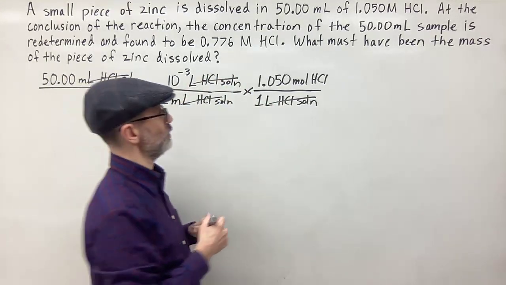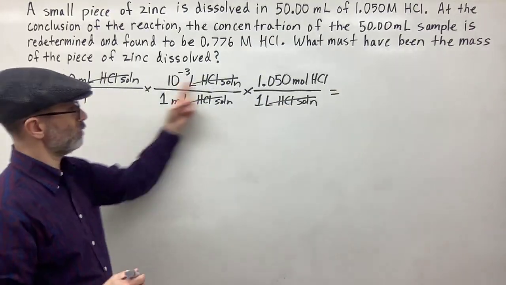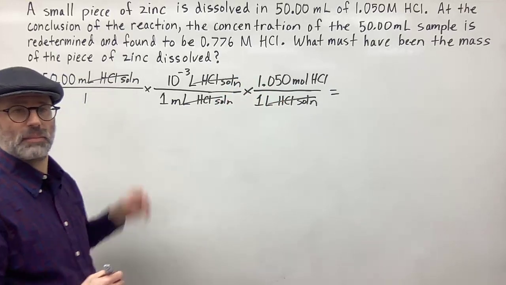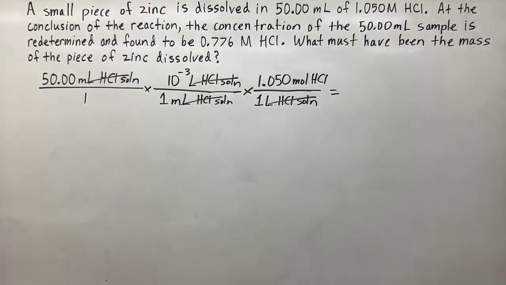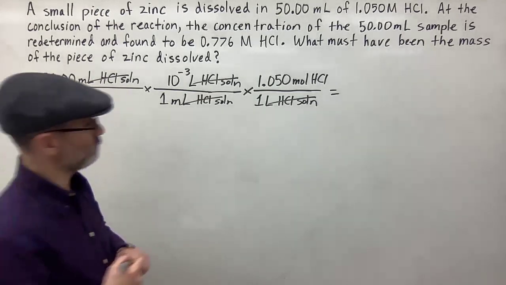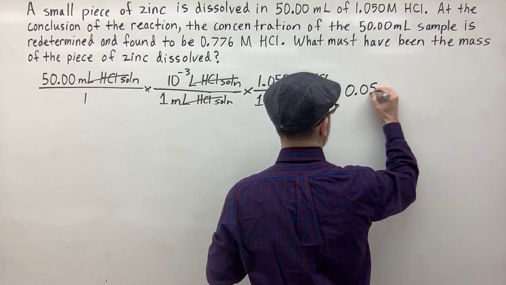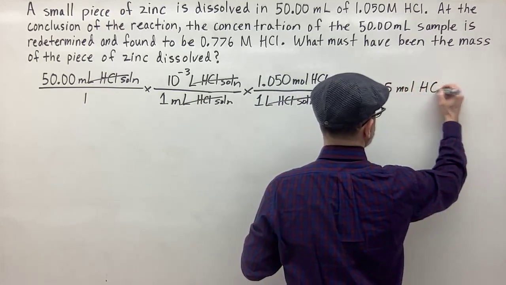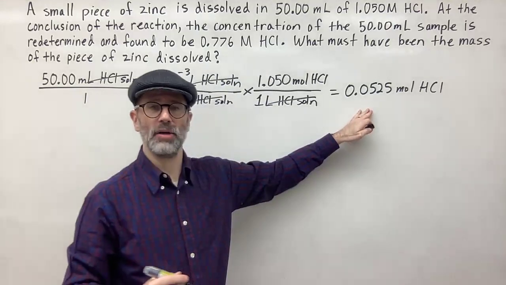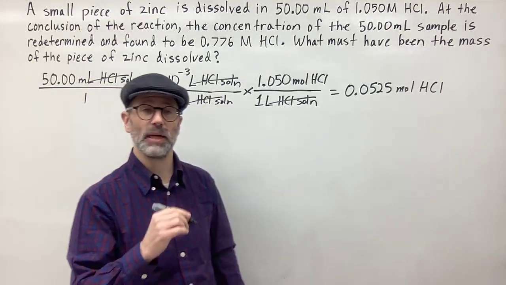So now all I need to do is calculate the number of moles. So all I need to do is multiply across the top, divide by what's in the bottom, and I get my answer. And when I do that, I get 0.0525 moles of HCl. So this is the original amount of HCl that was in the solution before I reacted it with zinc metal.